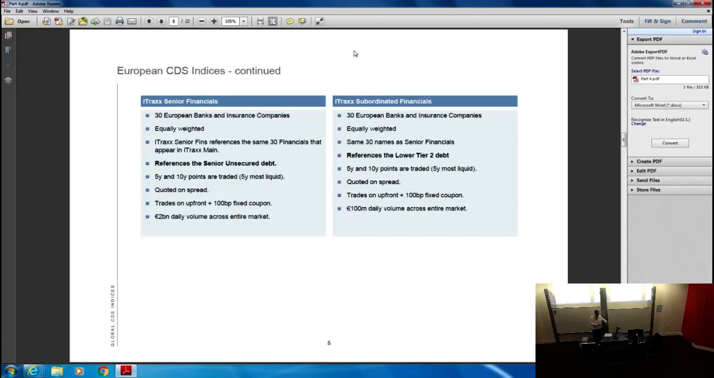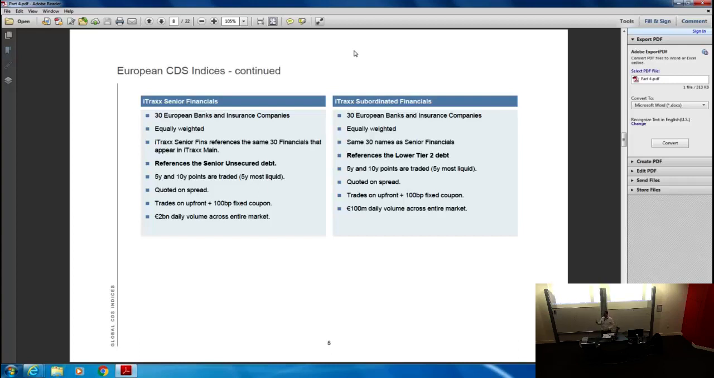The next indices that we trade in a liquid form in Europe are the iTraxx senior financials and the iTraxx sub-financials. The senior financials is basically the 30 financials that are in the iTraxx Main index. So the index has 95 non-financials, it has 30 financials, and those are the ones that are in here. When we talk about financials, we mean both banks and insurance companies. So there's around 20 banks and probably 10 insurance. And those are the names that come into these indices themselves.